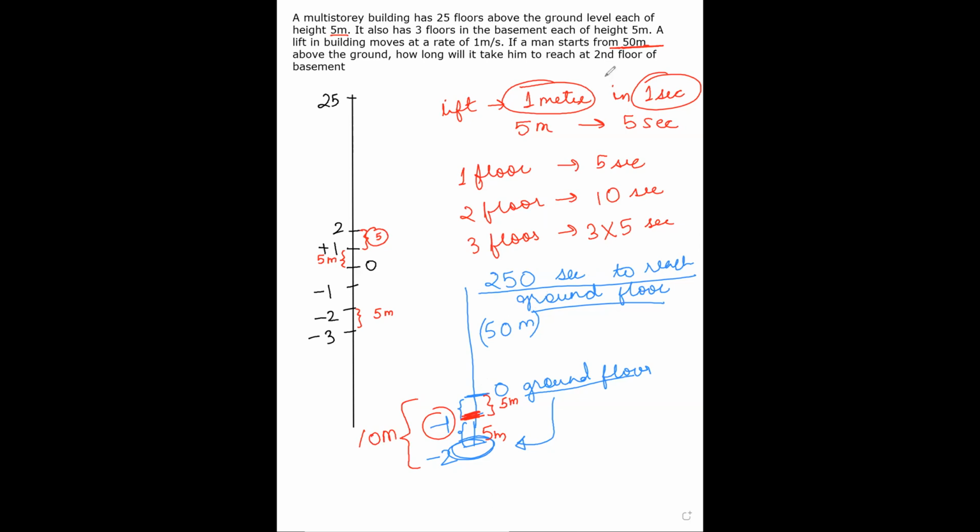Okay. This person, if you read the question, starts from 50 meters above the ground. So he starts from over here, 50 meters above the ground. Then he comes to the ground. Then he goes how many more meters? He goes 10 more meters below the ground. So total journey he has taken is 60 meters in the lift.